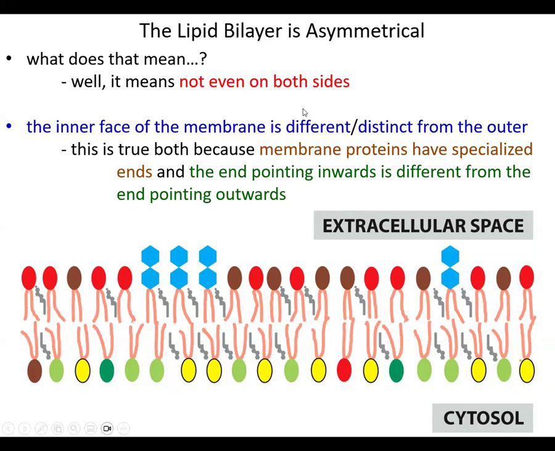This is true both because membrane proteins have specialized ends. If we think about a receptor protein, well, the receptor protein should have its ligand binding side on the extracellular end, because that's where these signaling molecules are going to arrive. And it should have its information transmitting end cytosolic, because we want to transmit information into the cell. So membrane proteins need to have an asymmetry, and the lipids have to have an asymmetry as well.